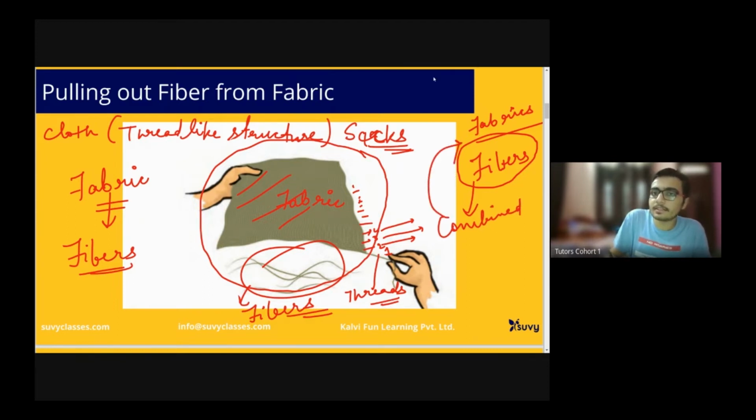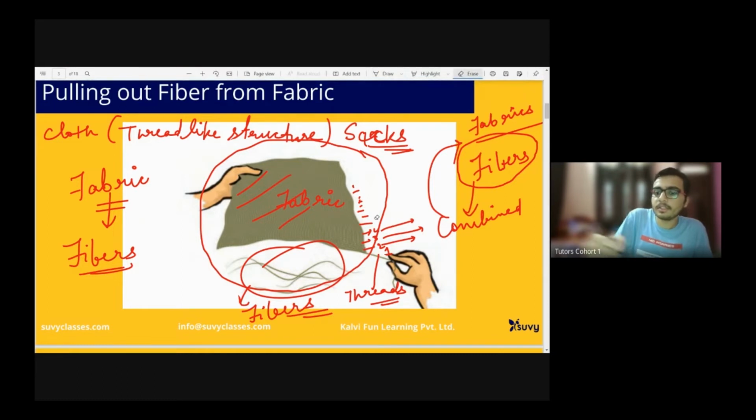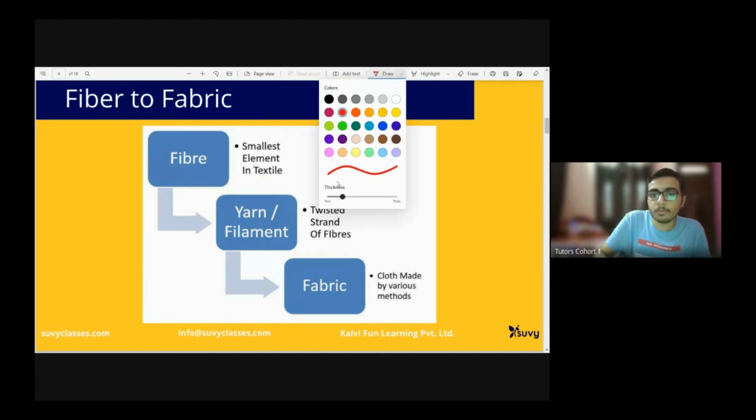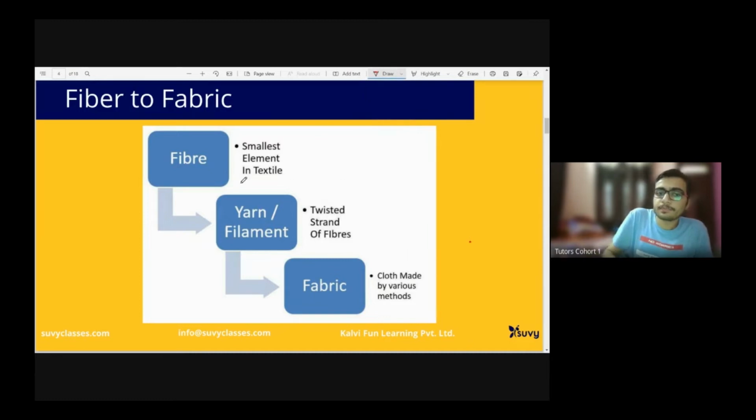Now I shall discuss a flowchart in the next slide. As I said, it's a flowchart now. Listen carefully, it's very important to listen. What is done is, firstly, we collect fiber. Fiber is usually collected from plants or animals.